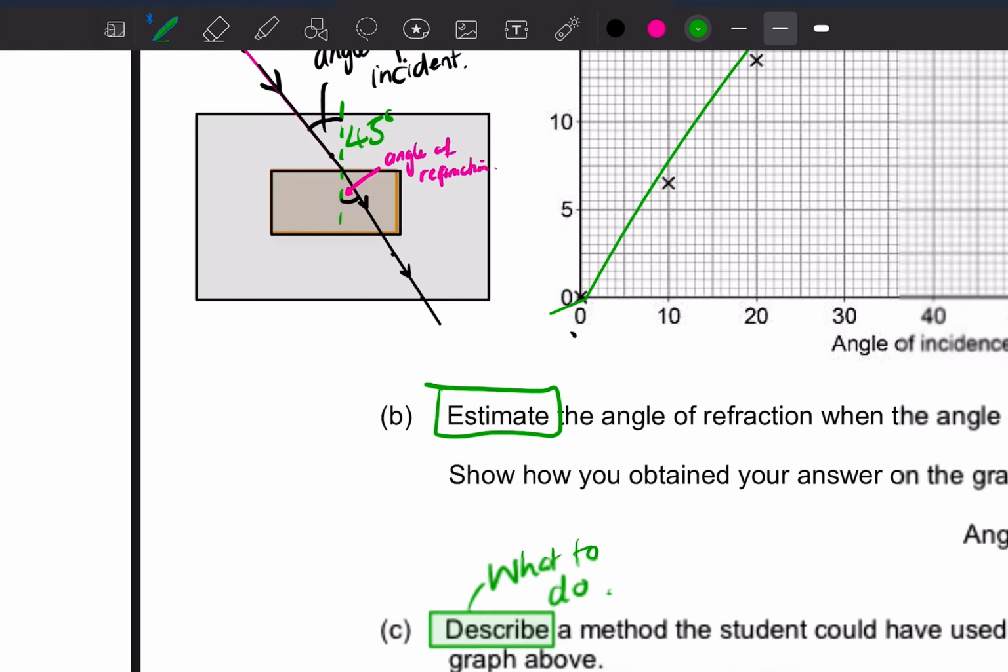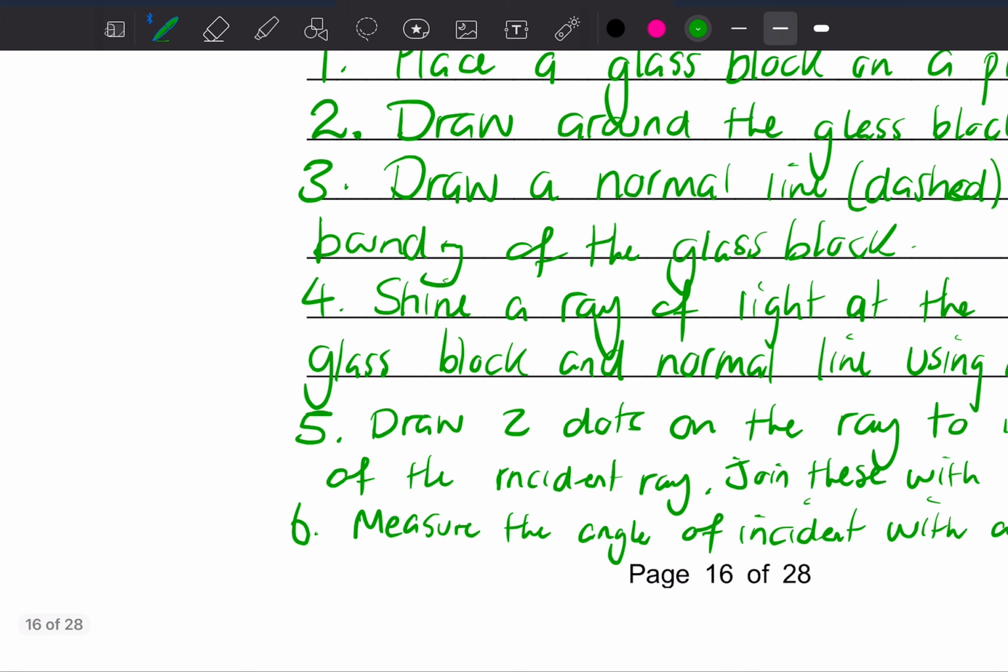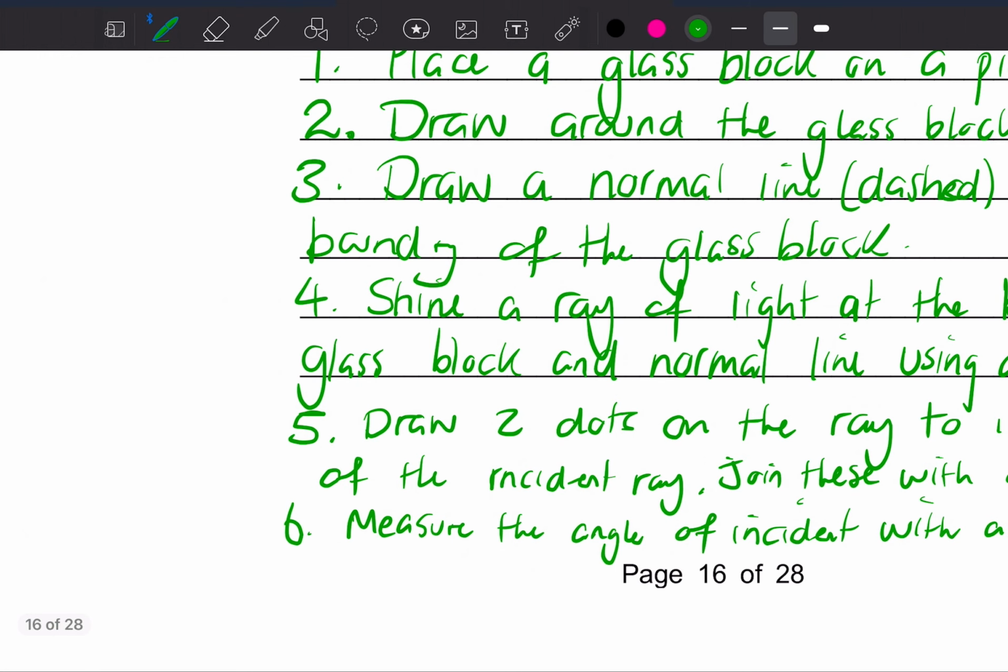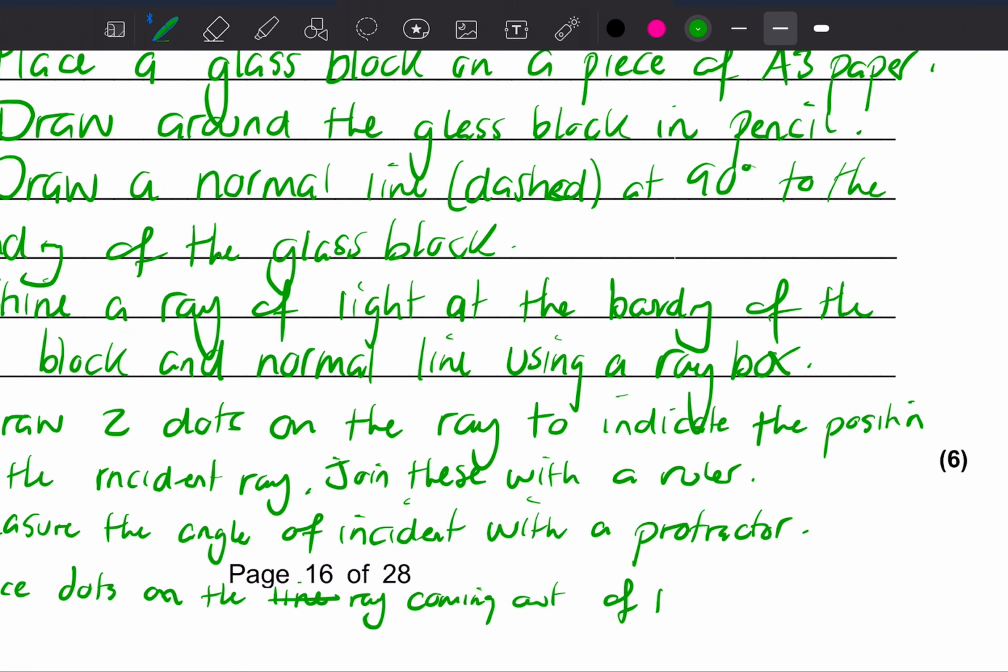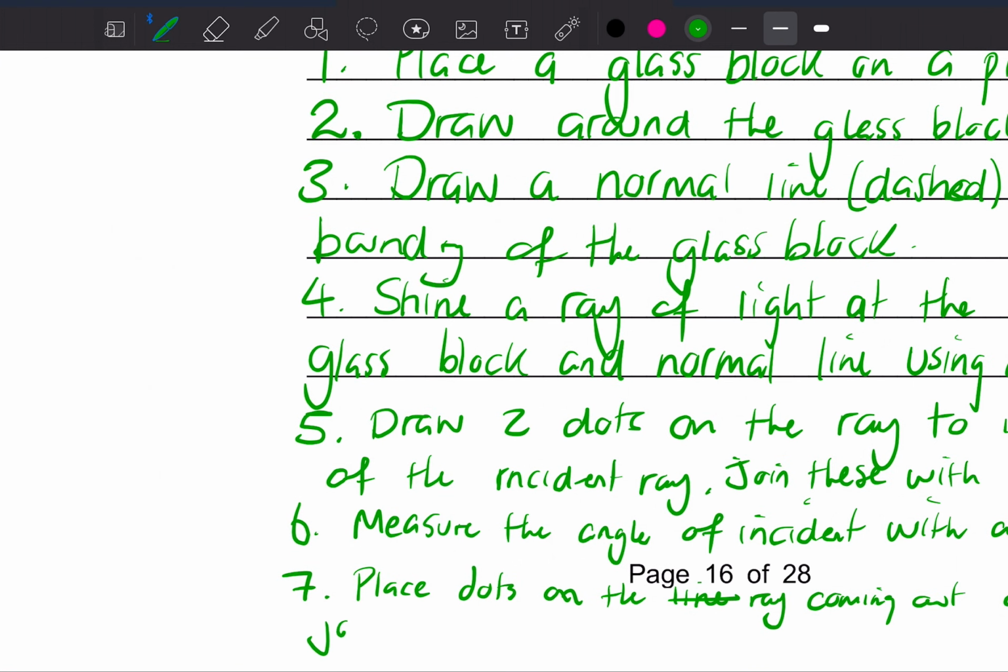Okay, so let's add that to our method, all those steps. I know I got a little bit convoluted there, but we'll find out where we're back to. So 6, measure the angle of incidence with a protractor. Okay, 7 is to place dots on the line, so on the ray coming out of the glass block, and join with a pencil.